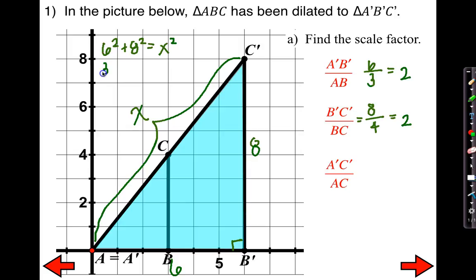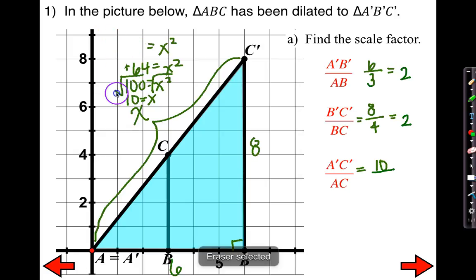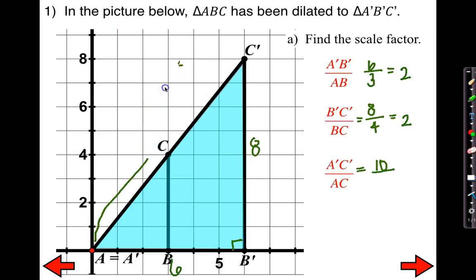So we have 36 plus 64 equals x squared. This is going to be 100 equals x squared. Take the square root of both sides, and I'm left with x equals 10. So here, the length of A prime C prime is 10. Now I have to find the length of AC. So I'm going to go ahead and repeat this process, except for the smaller right triangle.